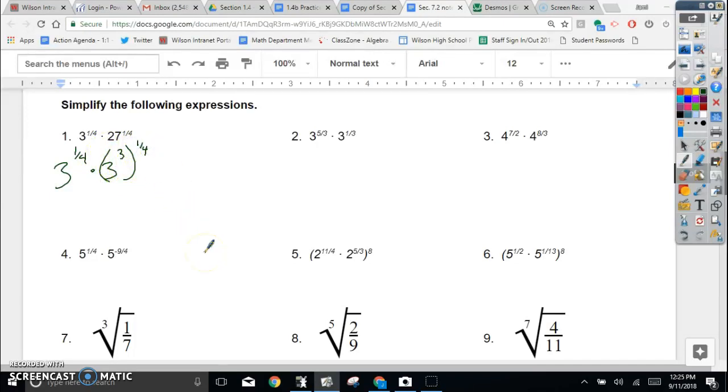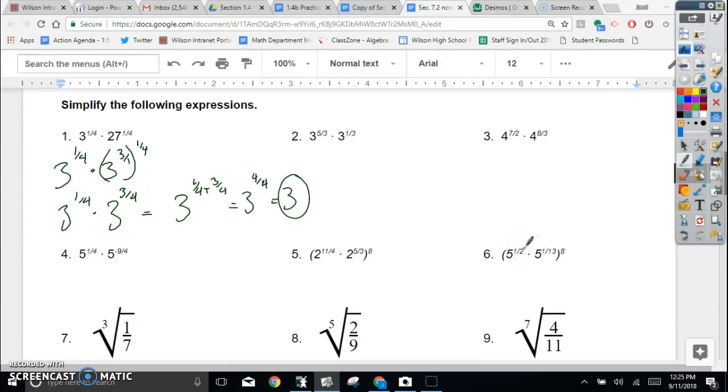So now what I'm dealing with basically is power to a power. So this is 3 to the 1/4 times 3 to the 3/4. 3 times 1 is 3. 1 times 4 is 4. And now I'm going to add these. So I'm going to have 1/4 plus 3/4, which will give me 4/4, which is basically 3 to the 1, which is 3. So there's number 1. Number 1 was the most involved there.